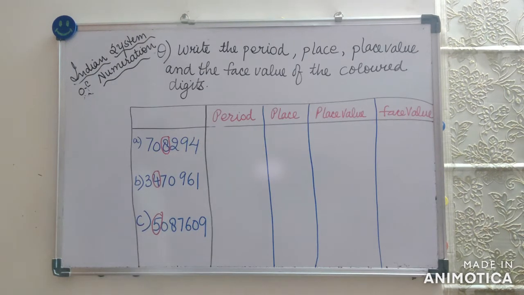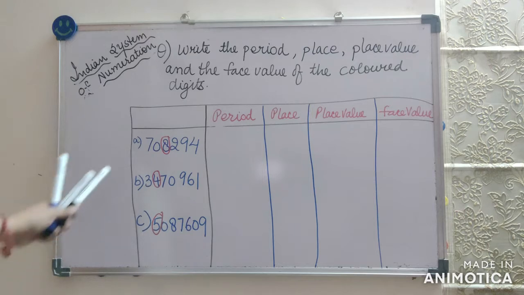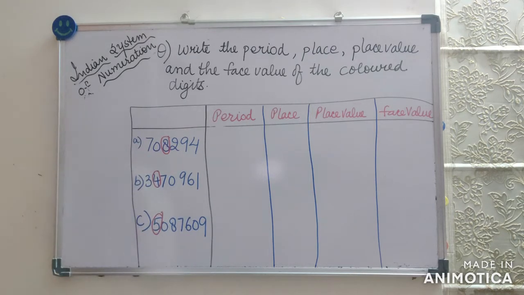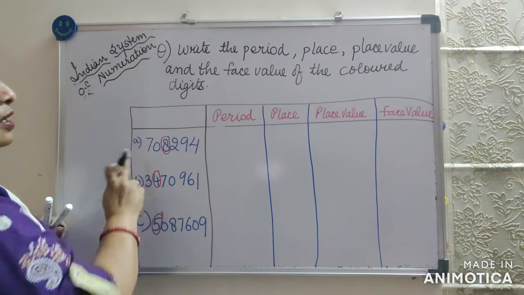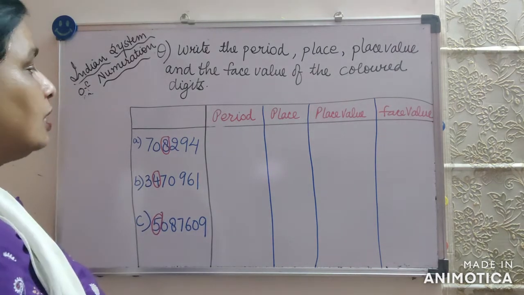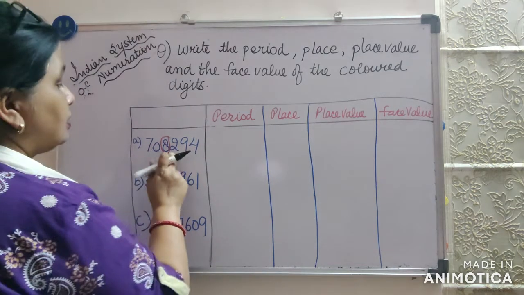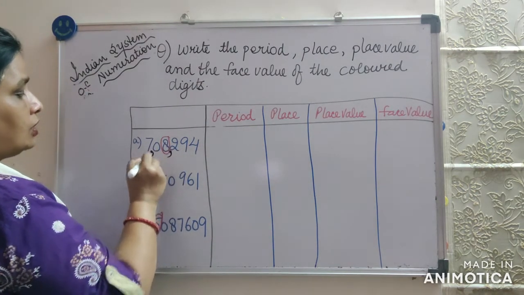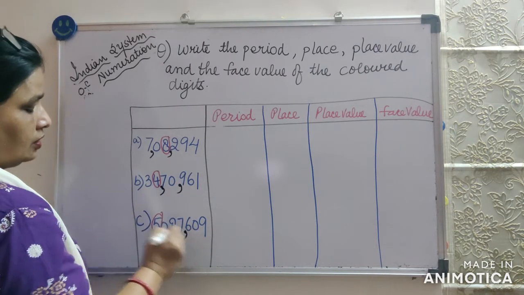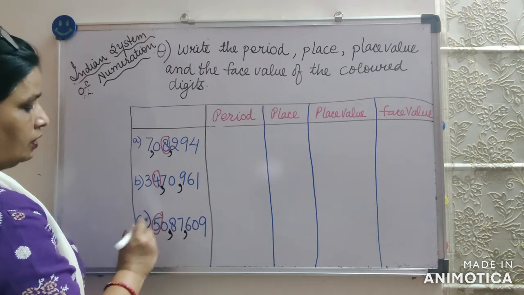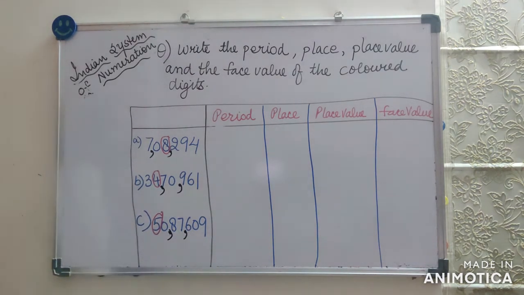Now children, let's see the other question. Here you will have to tell the period, place value and the face value of the colored digit. Means this one, right? So what is the first thing you will do? In this you just see there is no comma, right? So to read and write any number, the first very important thing is that you will have to put commas there. So ones, tens, 100, then this is the thousands period, then this is the ones period, thousands period and lakh period, right? Divide them into periods. After that it will be very easy for you.